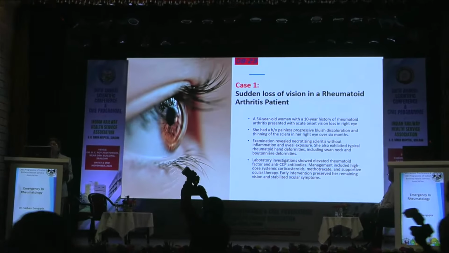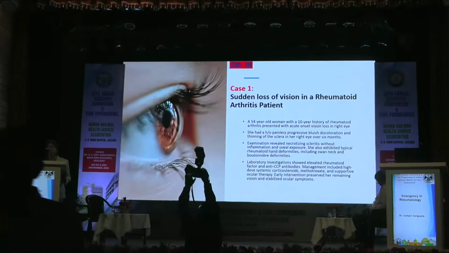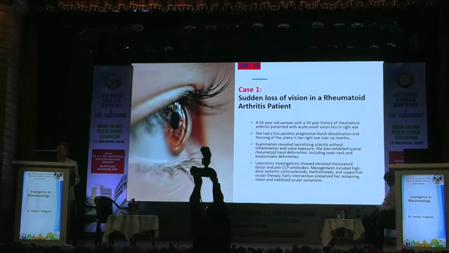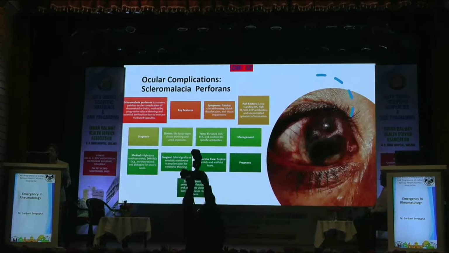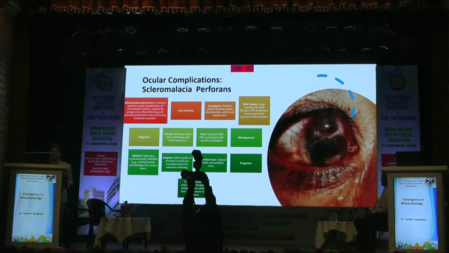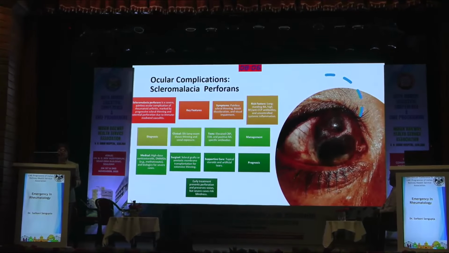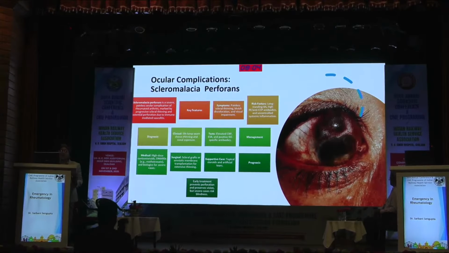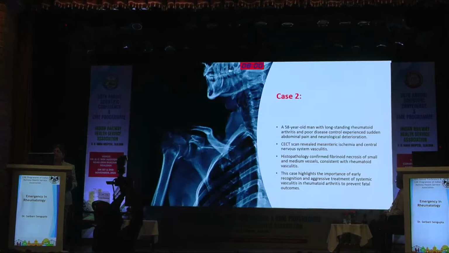Now, next, a person who comes with acute onset of loss of vision, and she may complain of progressive bluish discoloration of the sclera, and ultimately one day the sclera gives in. That is a painless one, but an ocular emergency. This is called scleromalacia perforans, and it needs immediate surgery by the ophthalmologists.